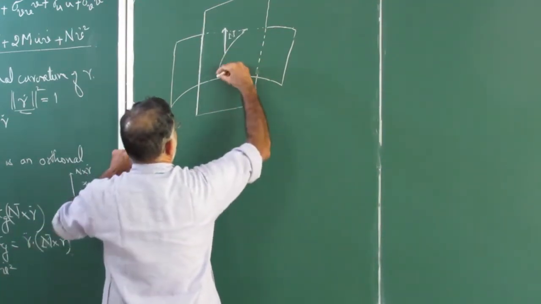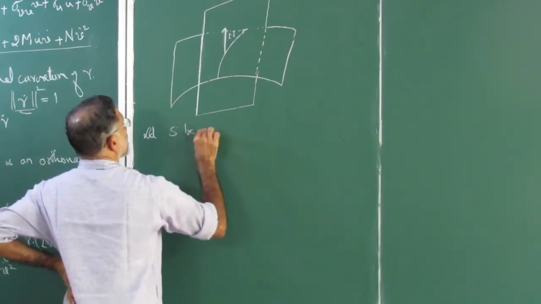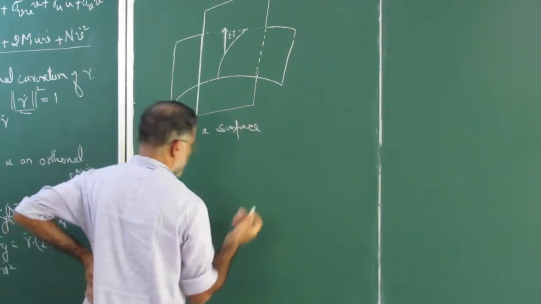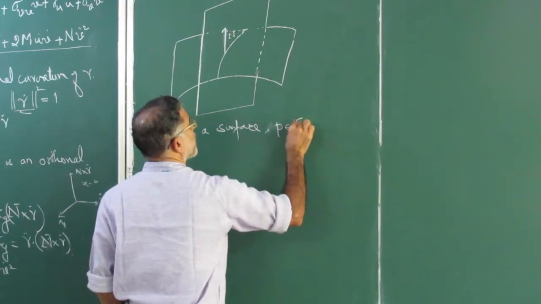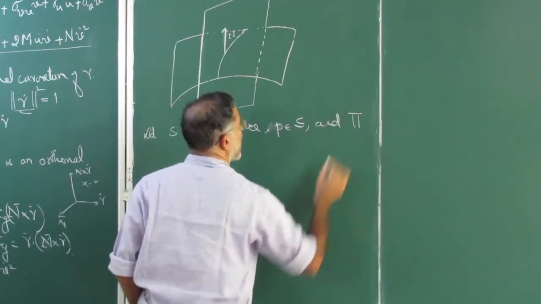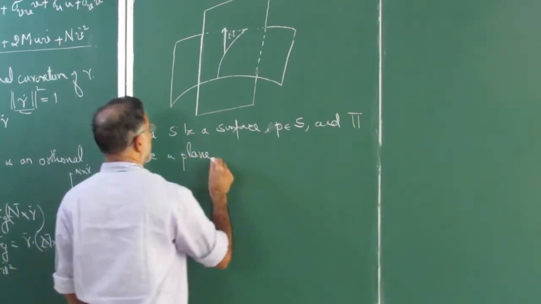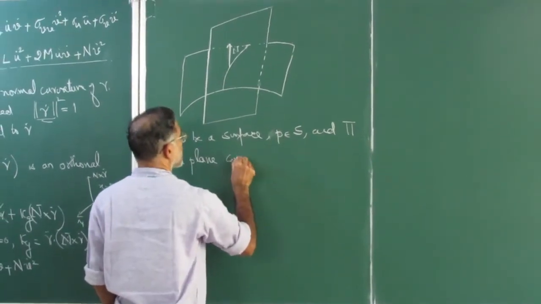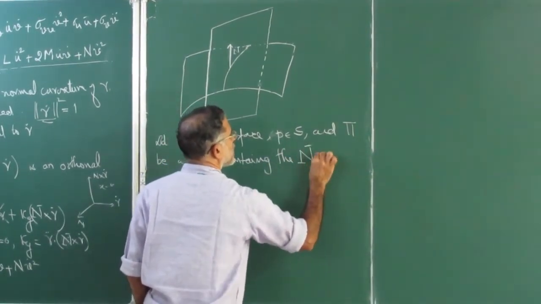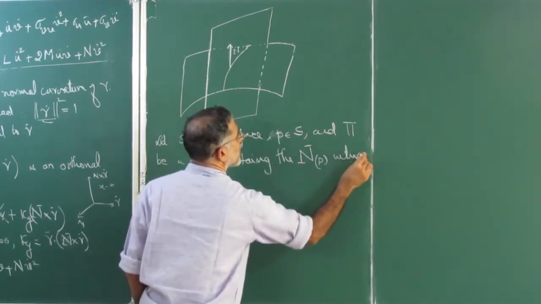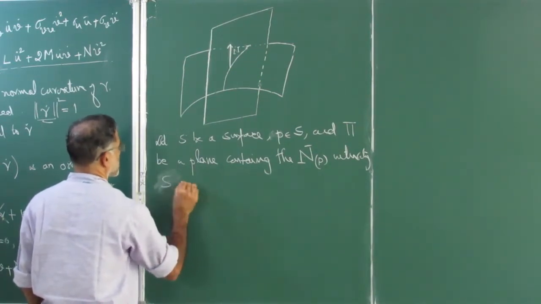So this plane intersects along some curve. Let S be a surface, smooth, regular, and let P be a point of S, and let pi be a plane, of course containing the normal at P, intersecting S along the curve.